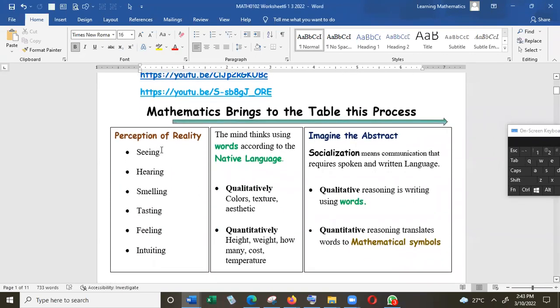Perception of the real: you are seeing, hearing, smelling, tasting, feeling, intuiting, all right? And then you are thinking qualitatively and quantitatively, okay? And what happens now, you want to communicate what you perceive. So qualitatively, you'll use words, but quantitatively, you'll translate those words to mathematical symbols, all right?